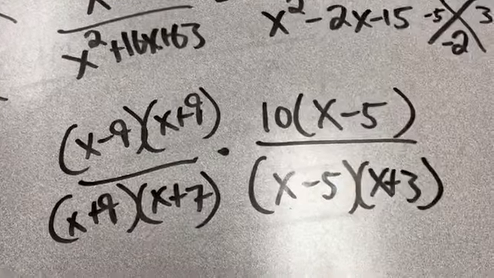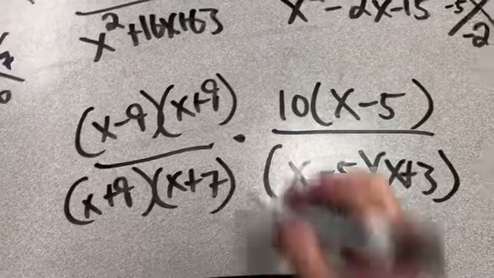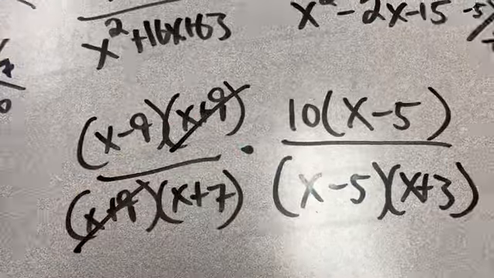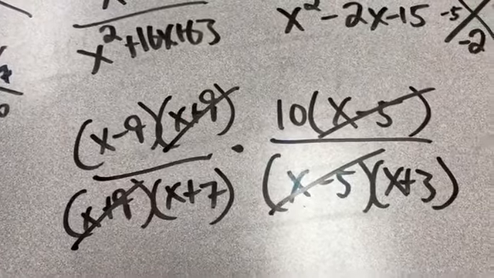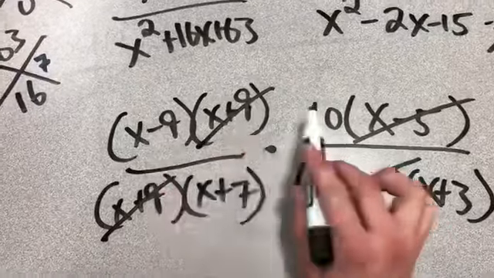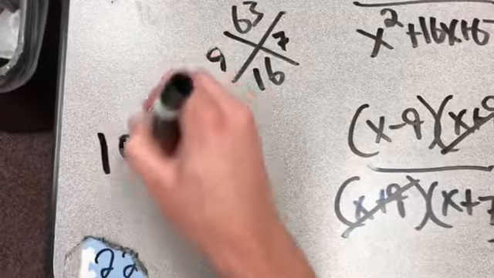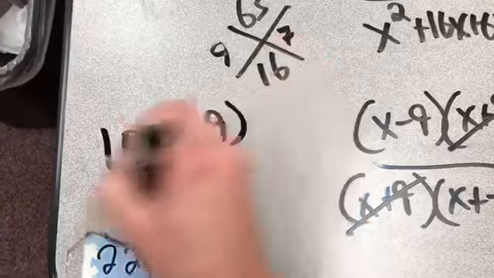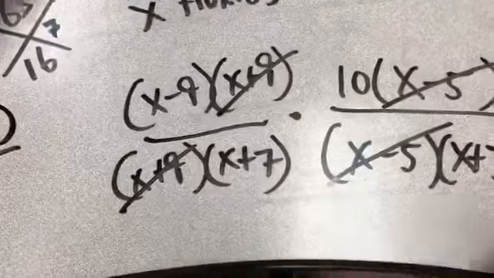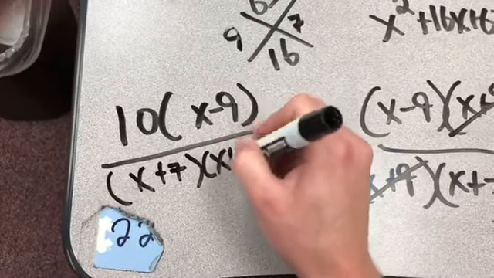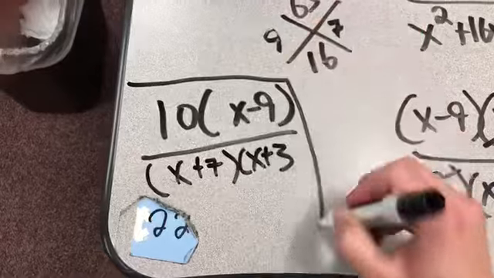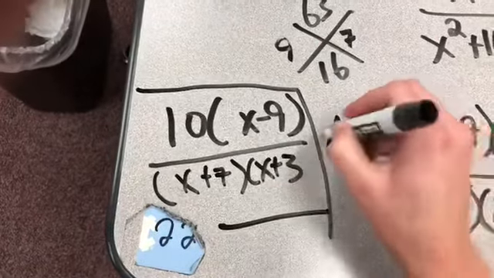Cancel factors that match because they divide away to 1. So I see my x minus 9s will cancel. I see my x minus 5s will cancel. I don't believe anything else can. So I look at what's left, and I'm going to organize that as multiplication in my final answer. Then I look at what's left downstairs, and I have 2 factors still. So it'll end up being x plus 7 down in the denominator and x plus 3. And there's our final answer right here.